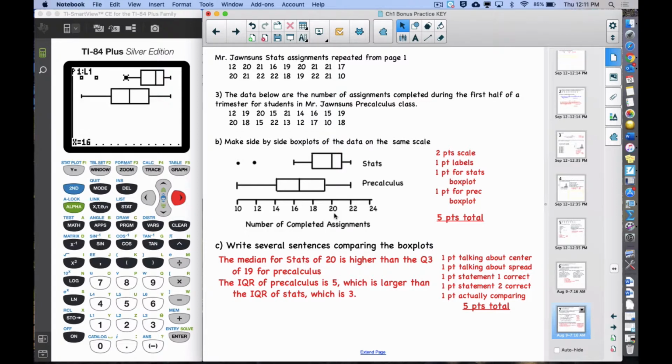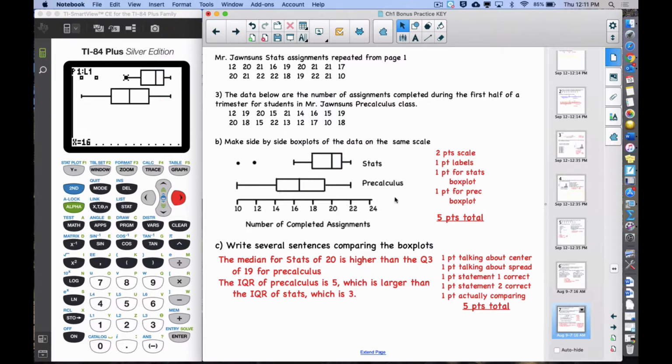I think it's even a little bit stronger if you compare other more noticeable things that are involved with center. So the center for stats is 20, and that's higher than even Q3 of pre-calculus, which is 19. So we're still talking about center. Quartiles also measure center, but by pointing out the median's bigger than Q3, that gives us even a little bit more insight into how much larger the stats values are.